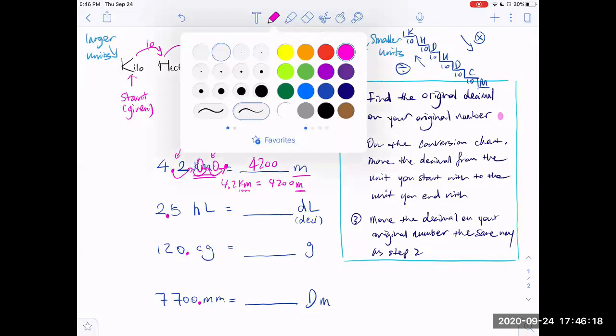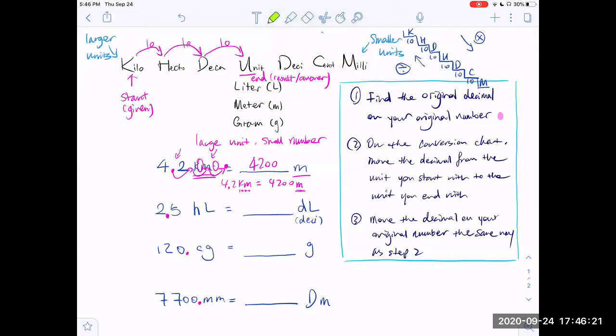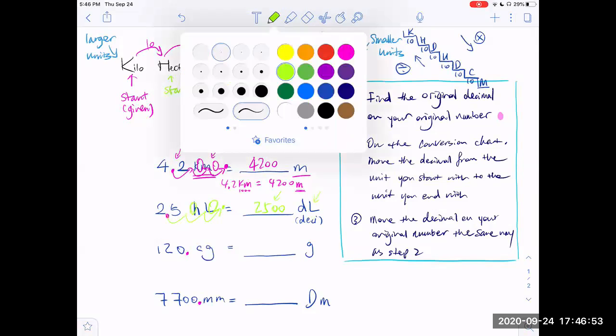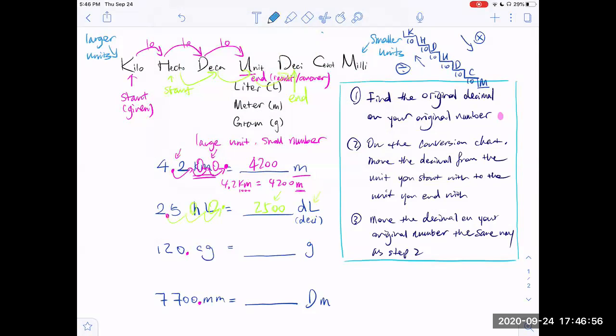Now let's try the second example. We have 2.5 hectoliter. So this is now where we start. And then the deciliter, this is where we're going to end, right? So how many times are we going to move the decimal now? 1, 2, 3. So it's 3 times to the right again. Okay, so this is where we want our decimal to end up. And then we put in our zeros. The answer is 2,500. Again, this is a smaller unit, we have a larger number. That makes sense.